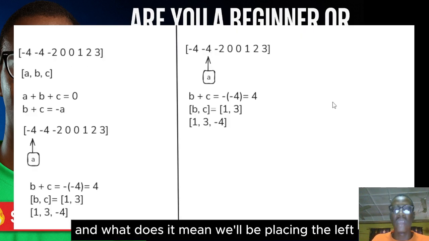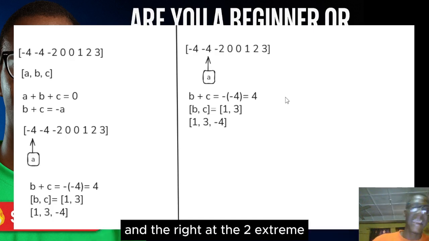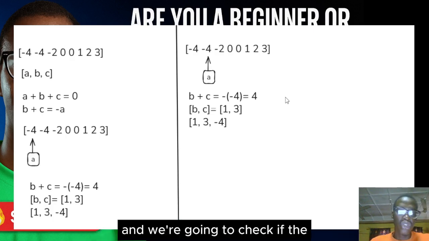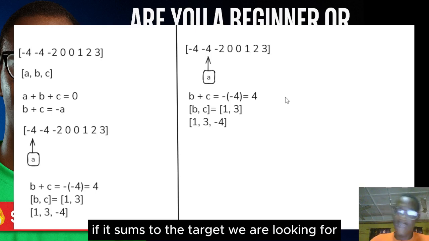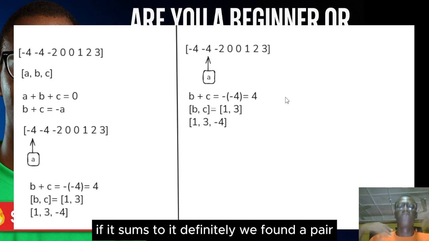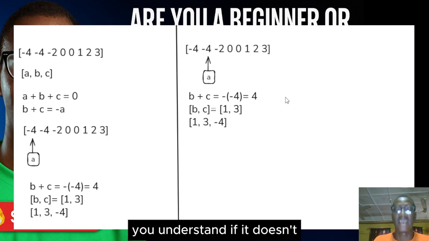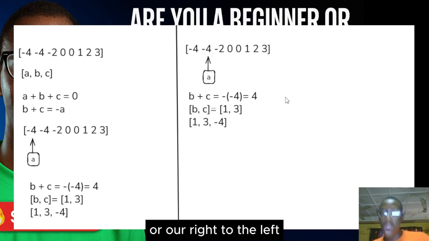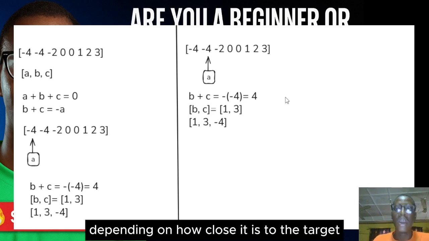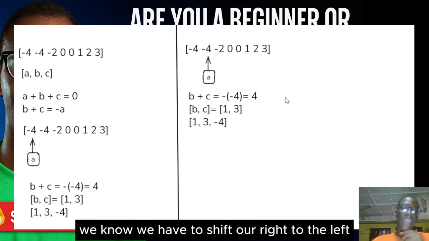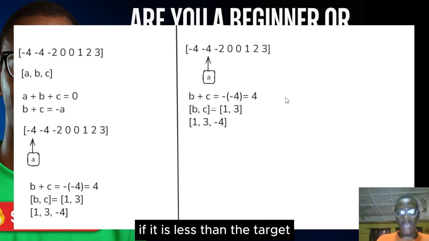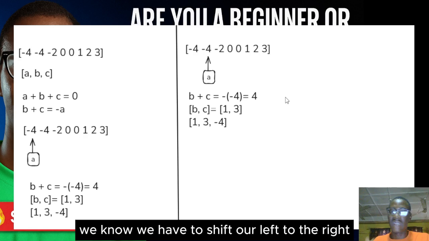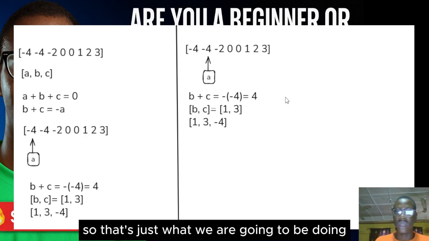And what does it mean? We'll be placing a left and a right at the two extremes, and we check if they sum to the target we are looking for. If it sums to it, definitely we found the pair. You understand? If it doesn't, we shift our left to the right or our right to the left, depending on how close it is to the target. If it is greater than the target, we know we have to shift our right to the left. If it is less than the target, we know we have to shift our left to the right. So that's just what we are going to be doing.